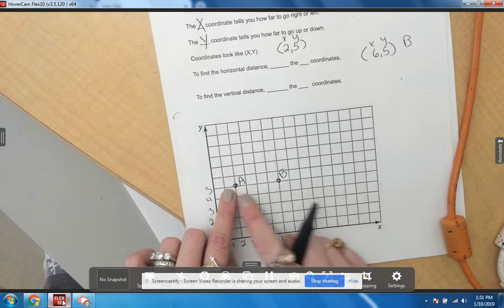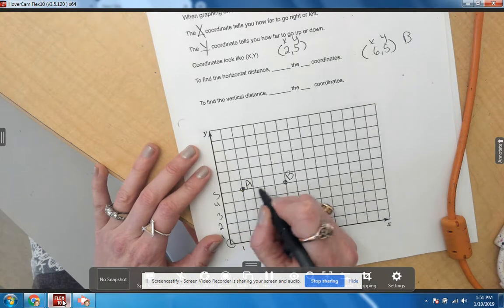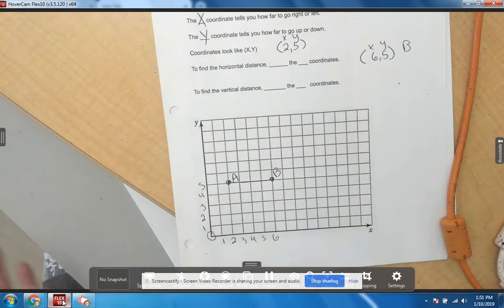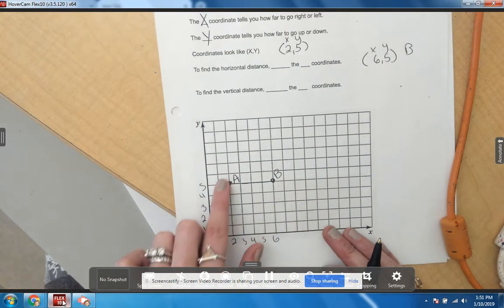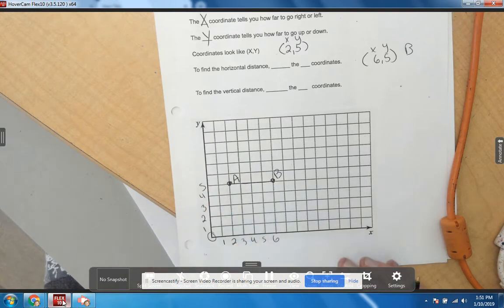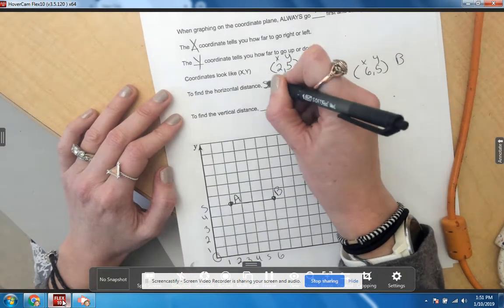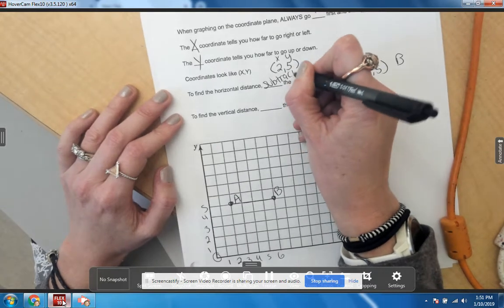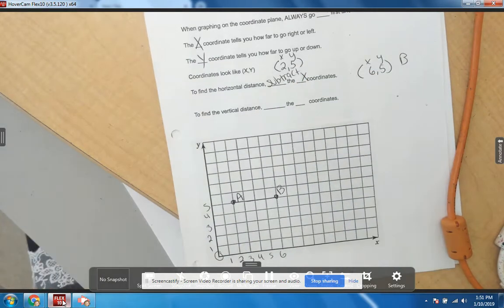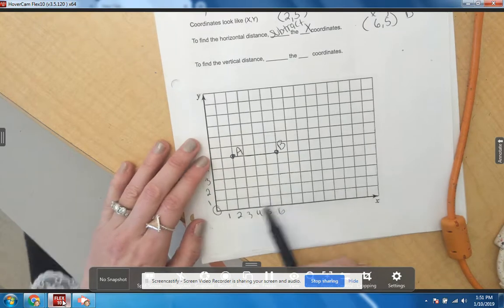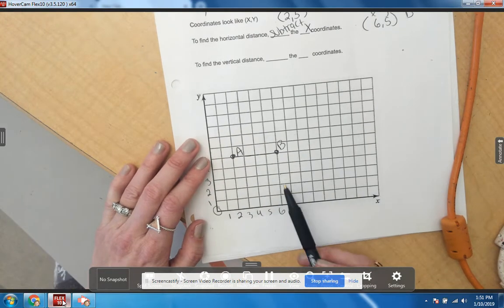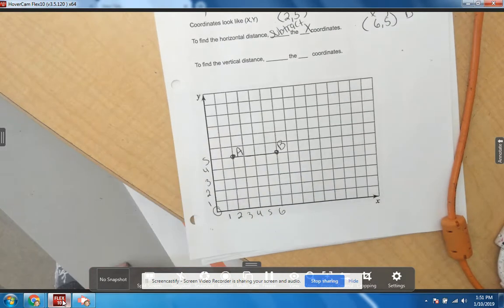Say I wanted to find the distance between these. This is a horizontal line. So horizontal means the horizon. It's from left to right or right to left. That means horizontal. If I want to figure out how far a horizontal distance is, you subtract the X coordinates. So think about it. The X one tells you how far right or left to go. So you subtract those coordinates and that would tell you how far it is.